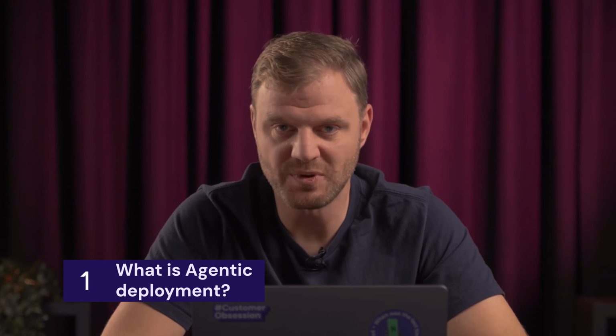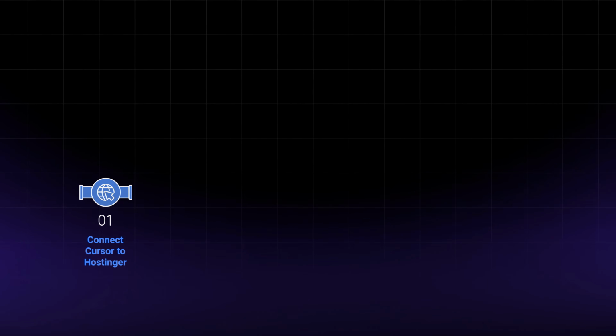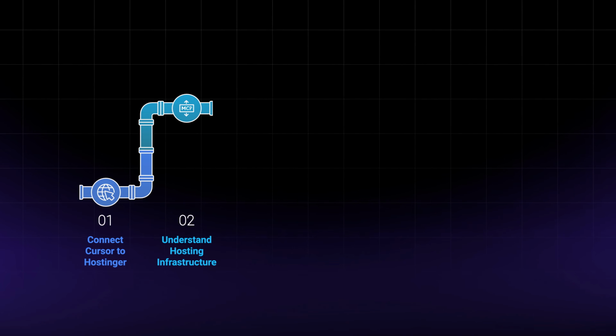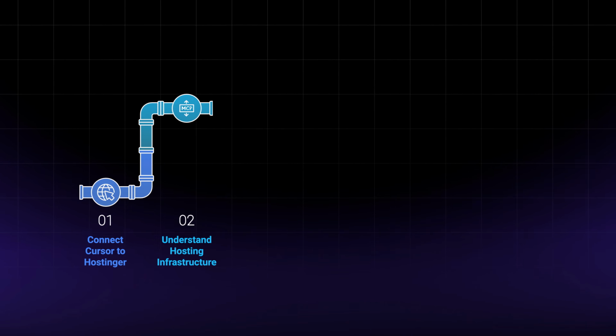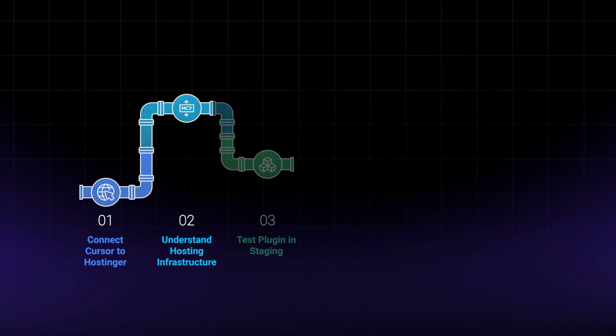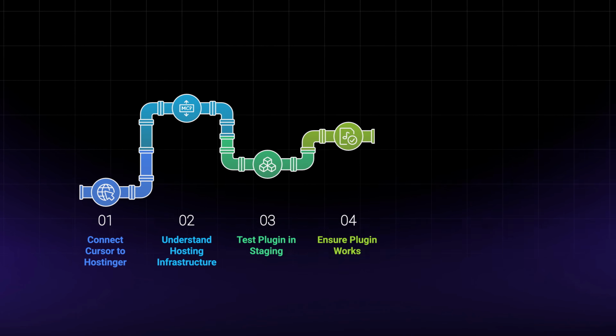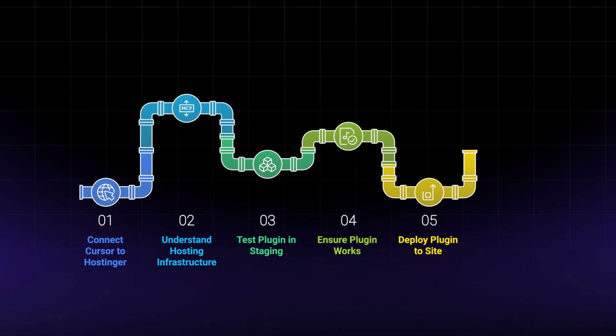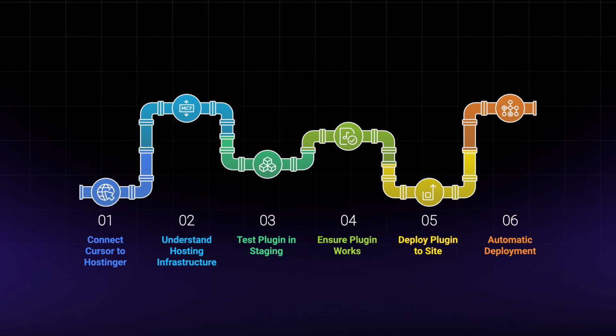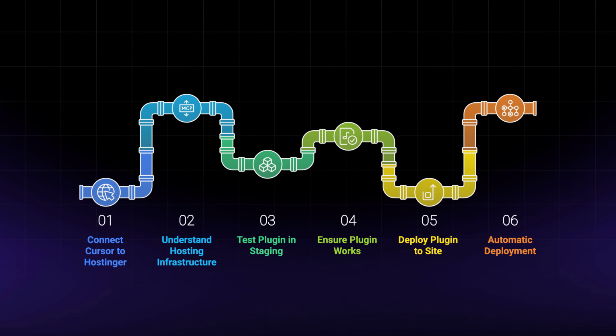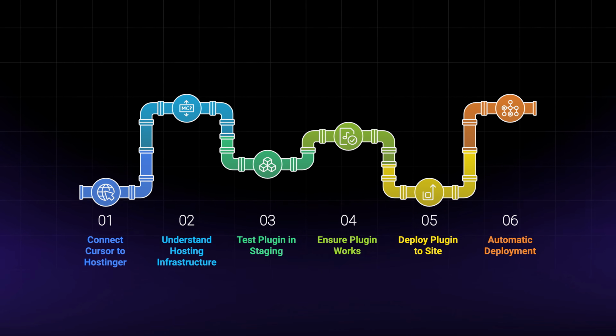Here's how Agentic deployment works. When I connect Cursor to my Hostinger account, it can do more than just write code. It understands my hosting infrastructure, so it can test the plugin in my staging environment and make sure everything works, and then deploy it directly to my site. All of that happens automatically, right from the chat window where I'm describing what I need. That's the full pipeline, from idea to deployed plugin, handled by the AI assistant. So let me walk you through how to set this up, and then we'll build a real plugin together.